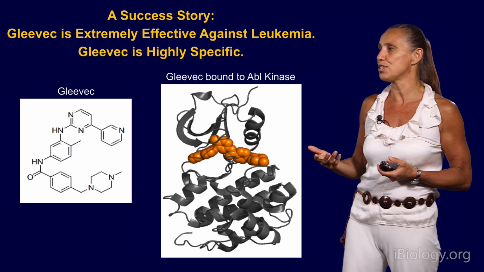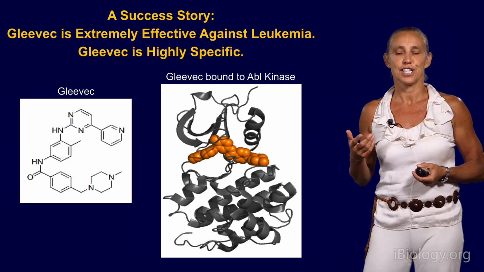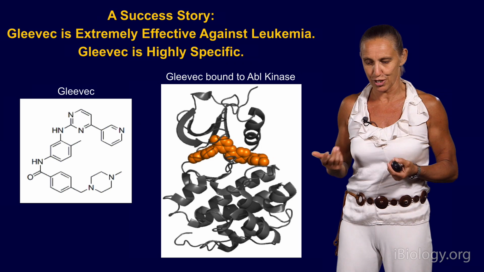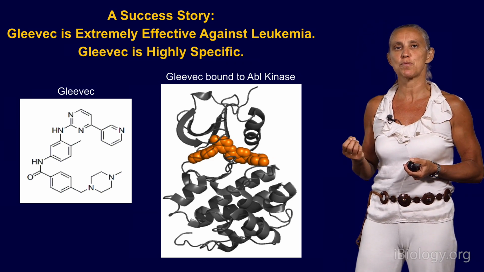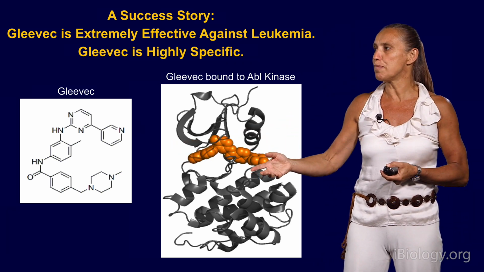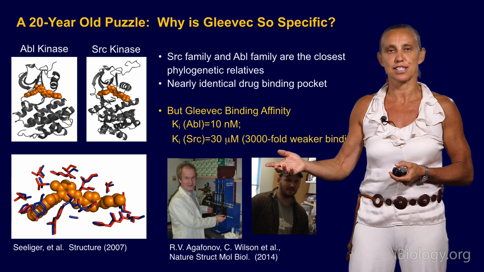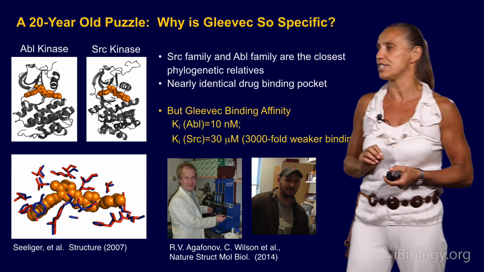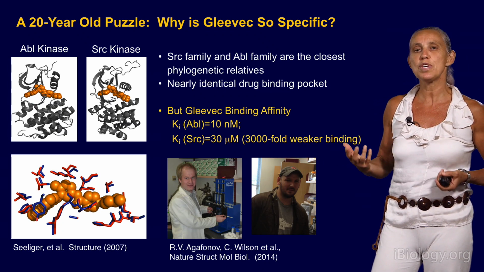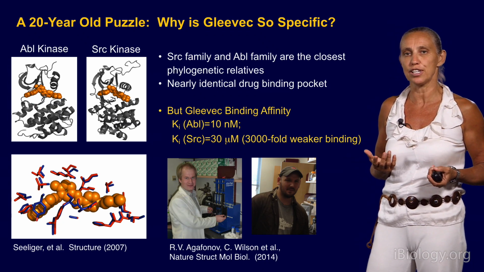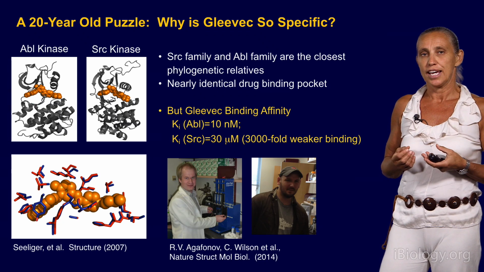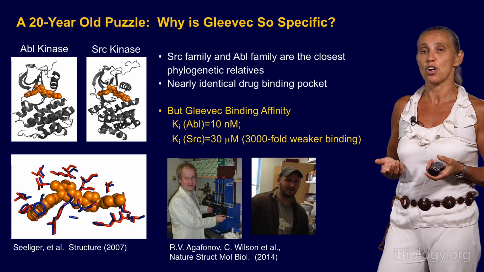And the success story which is out there is a highly efficient drug against cancer, against leukemia. Gleevec, which is a multi-billion dollar molecule, is very, very specific for leukemia because, here's the chemical structure, it only binds to the target Abl kinase and binds with much, much weaker affinity to the closest homolog, which is the Src kinase. So what I show you here, there's a 3,000-fold weaker affinity. So here is clearly a success story of a highly efficient and specific drug. It has been puzzling the field for 20 years. Why is it so specific?